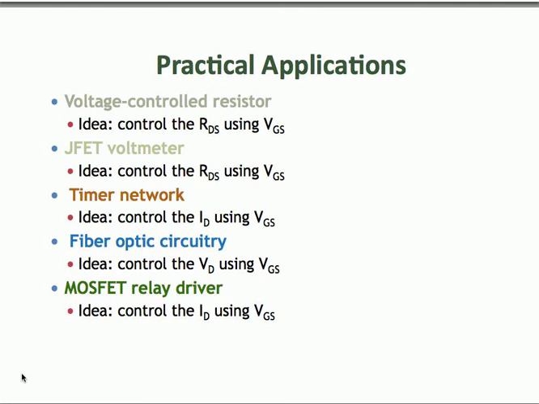These are some of the practical applications of the FETs that we have learned so far. A FET can be used as a voltage controlled resistor, and the way you control the value of the resistance of the FET is by varying the applied gate voltage, the VGS. In your textbook, other examples are also explained, where a JFET can be used as a voltmeter, in a timer network, and in fiber optic circuitry. One common application of a power MOSFET is to use it as a relay driver.